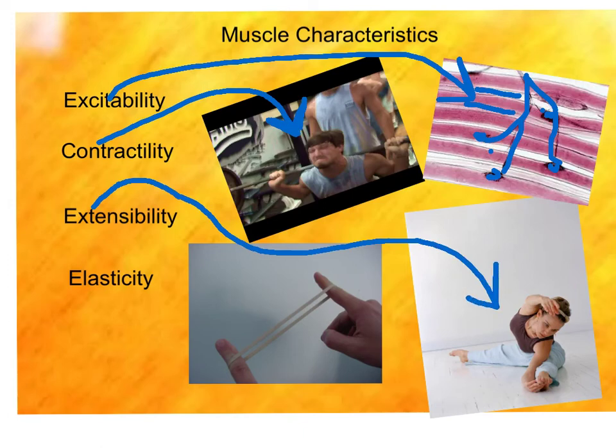So the muscles have the ability to stretch, and then after they stretch, they have the ability to recoil, which is what elasticity is. And it would be like stretching out a rubber band and then letting it go, and it's going to go back to its original position. So excitability, contractility, extensibility, and elasticity are the muscle characteristics that allow our muscles to function with movement, posture, and heat.